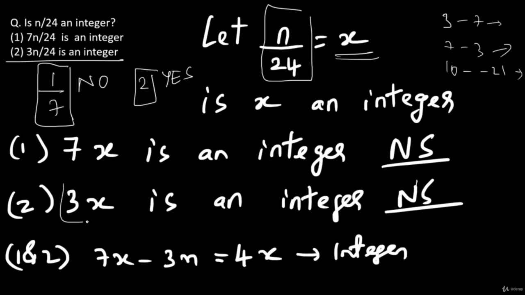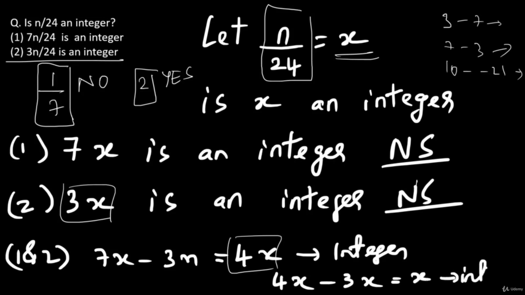Now we know 3x is an integer and we know 4x is an integer. Now let's subtract these two. We get 4x minus 3x, that's x, and x is an integer. Therefore, the correct answer to this question is option C. That is, using both the statements together, we are able to arrive at the answer. That is, x is an integer.